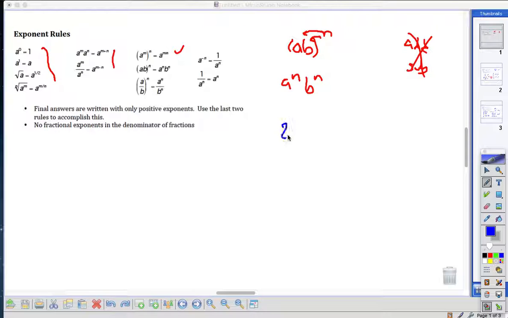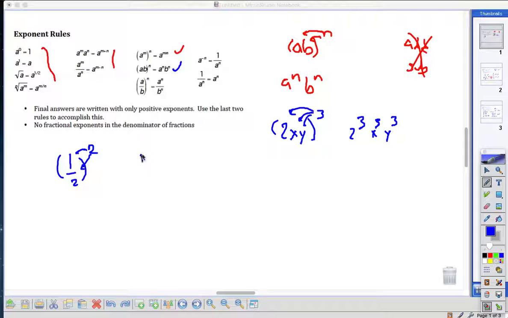So let's say I have 2xy to the 3rd power. That means this 3 is going to go to all 3 things inside. So I get 2 to the 3rd power, x to the 3rd power, y to the 3rd power. And the rule is the same if it's division. So I have a fraction. It just says the exponent gets distributed to both the top and the bottom. So this is 1 squared over 2 squared. And of course that's 1 over 4, because 1 squared is 1 and 2 squared is 4.